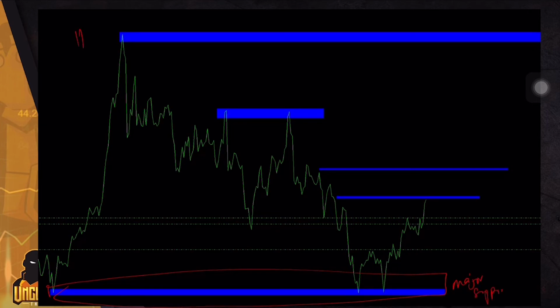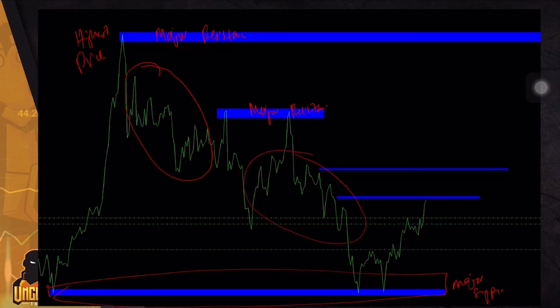This is the highest price there is. This is major resistance. This is also major resistance. Okay, so between this there is minor and major resistance.